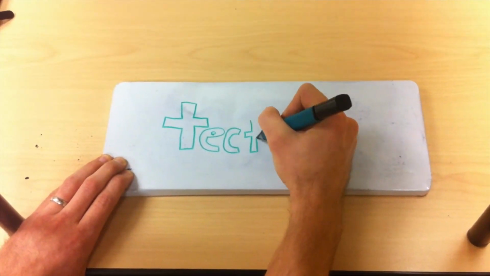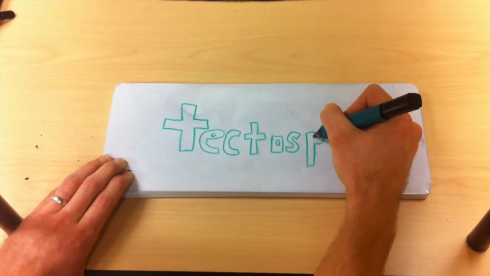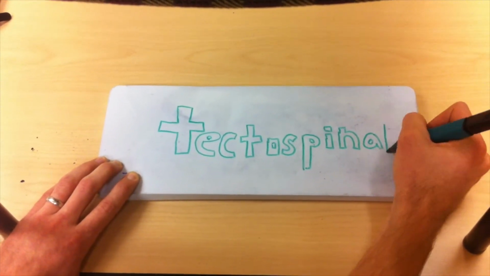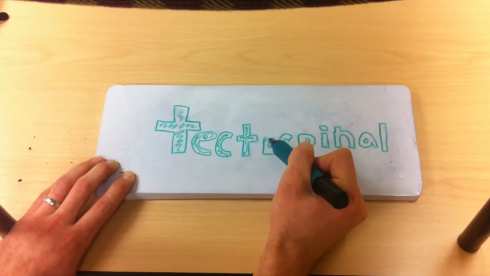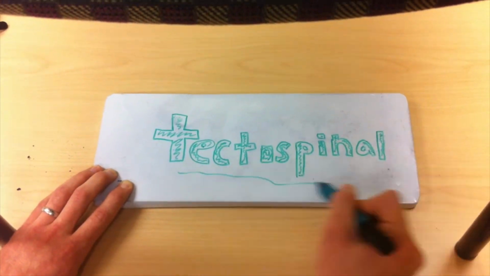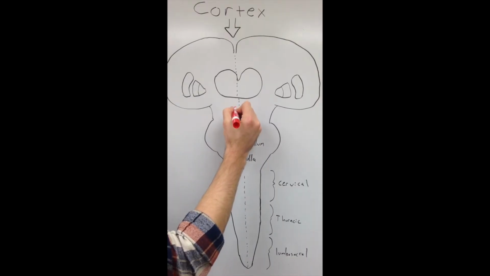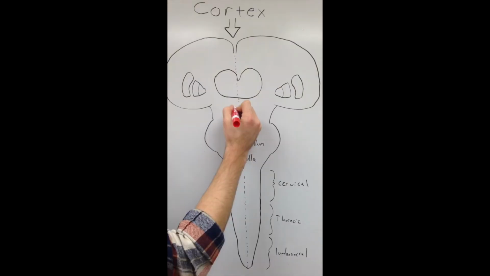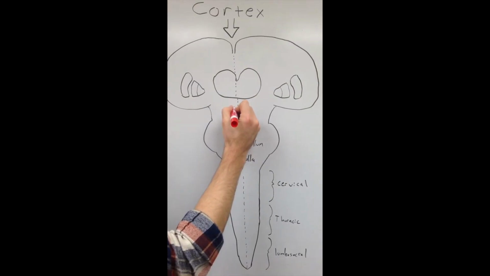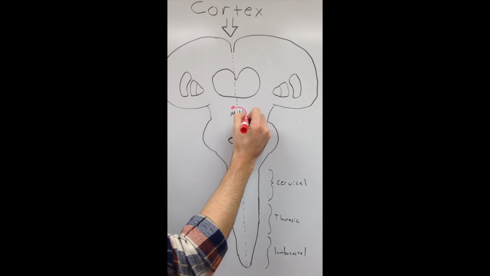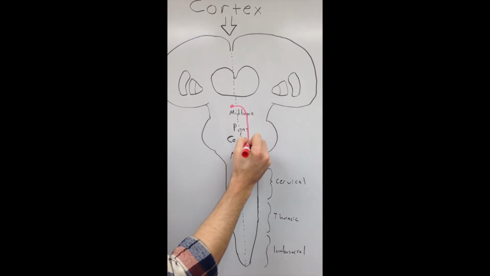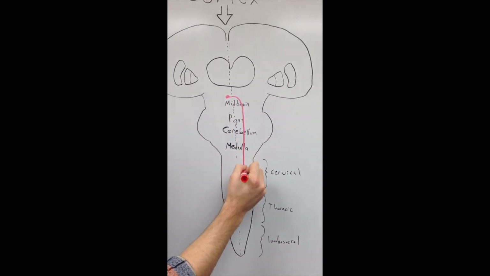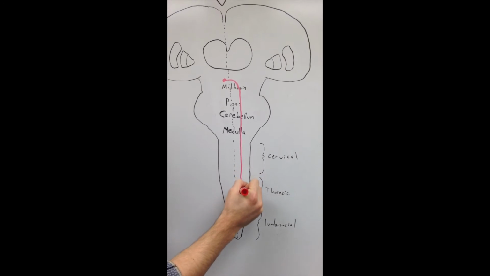Tectospinal tract. This helps with reflexive vision and hearing. The tectospinal tract originates in the superior colliculus. Most cortical fibers that project to the spinal cord are from the visual cortex. It crosses in the midbrain tegmentum, and from here it projects down to the cord in the tectospinal tract. It activates lower motor neurons in the cervical cord to turn the head to a loud sound.